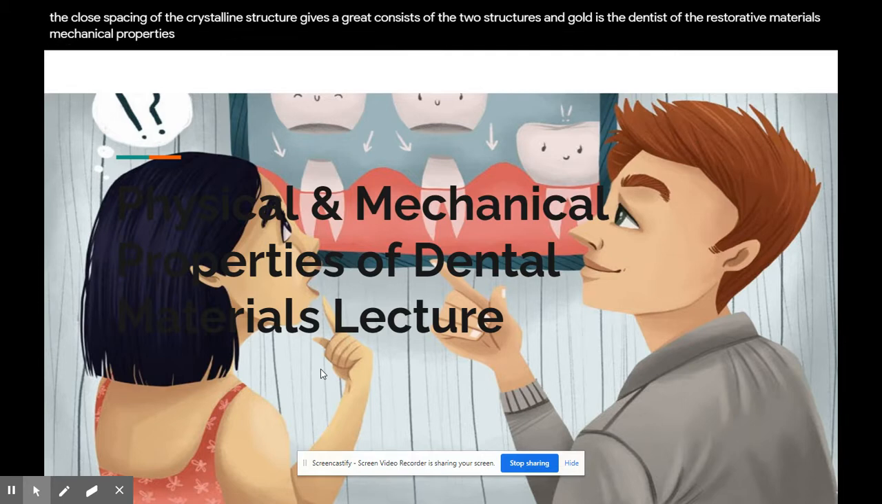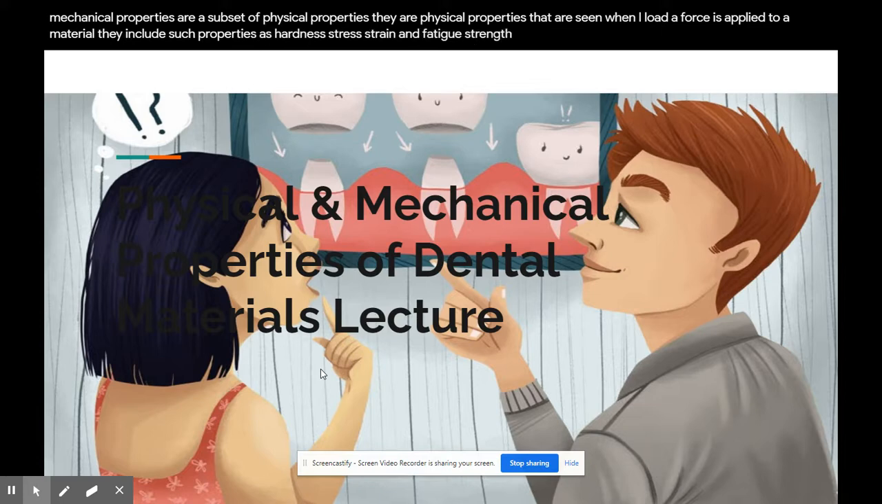Mechanical properties are a subset of physical properties. They are physical properties that are seen when a load of force is applied to a material. They include such properties as hardness, stress, strain, fatigue, strength, elasticity, stiffness, resilience, toughness, ductility, malleability, and durability.